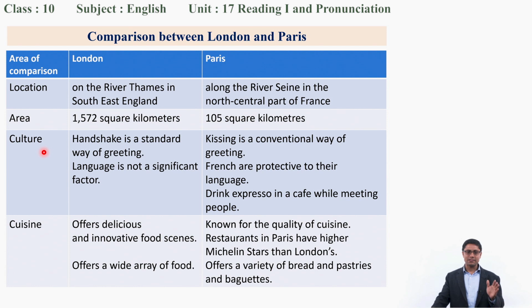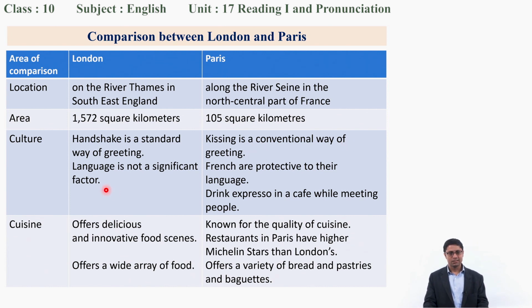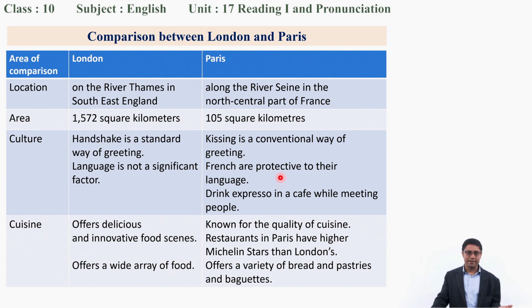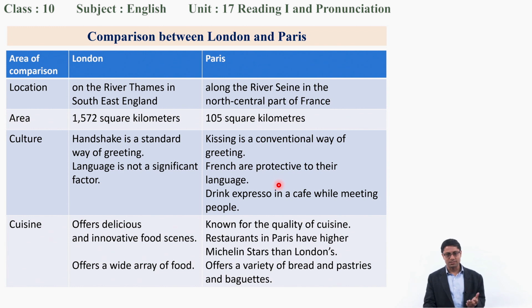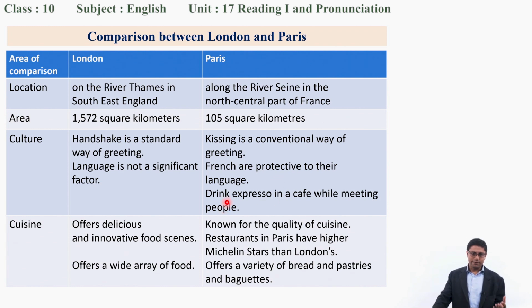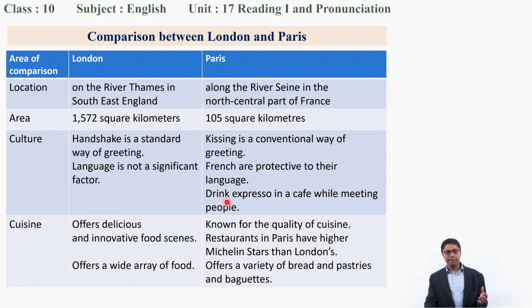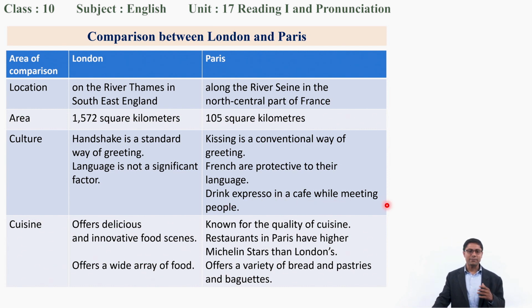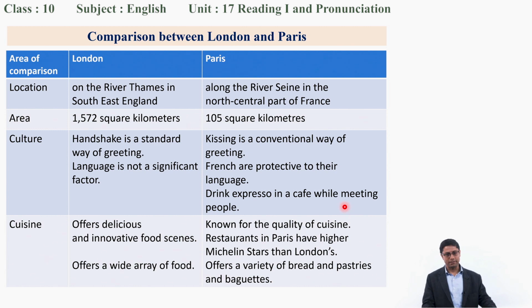Similarly, we also learned that they are culturally different too. In London, a handshake is a standard way of greeting people. But in Paris, kissing is a conventional way of greeting. In case of language, language is not a significant factor in London, but the French are protective of their language. The people in Paris love to hear tourists speaking French. They appreciate it. Similarly, the people in Paris drink espresso in a cafe while meeting people.